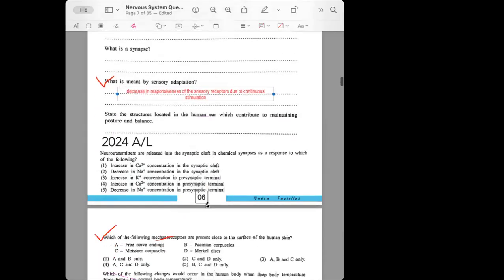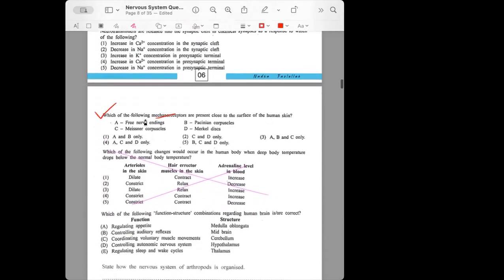Then moving on to the 2024 paper question, the latest paper question. Which of the following mechanoreceptors are present close to the surface of the human skin? Are free nerve endings present close to the surface? The mechanoreceptors close to the surface are the touch receptors. Is a free nerve ending a touch receptor? Yes, it can be a touch receptor. It can be a thermoreceptor as well. So A is correct.